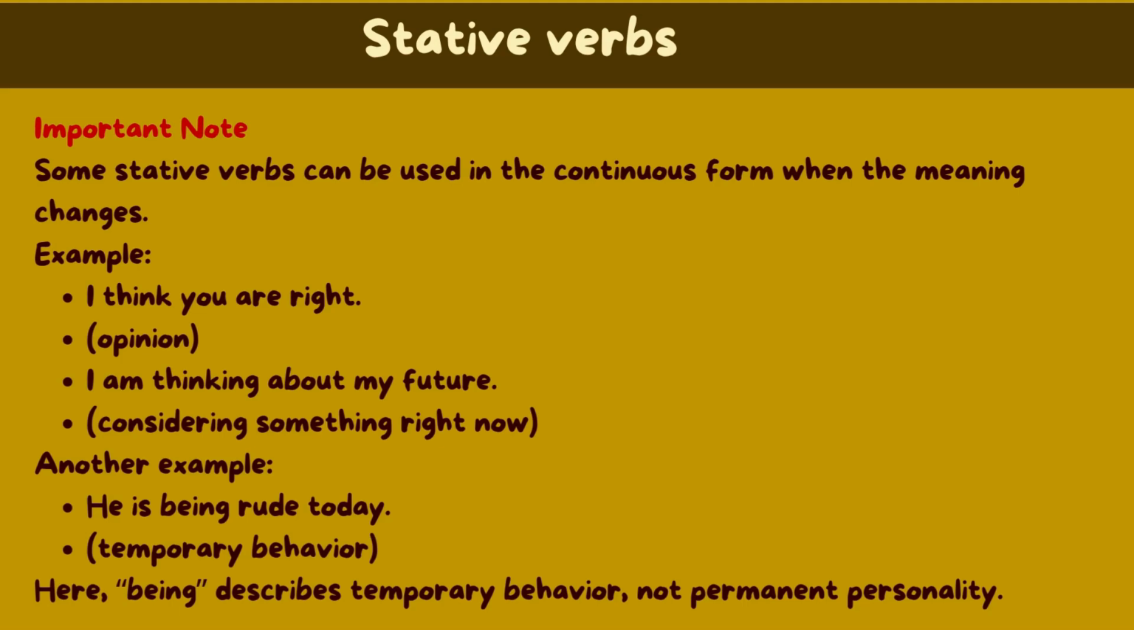Another example is, he is being rude today. Normally, be is a stative verb and is not used in continuous forms. However, in this sentence, being describes temporary behavior, not permanent personality. It means he is acting rude at this moment, but he is not usually a rude person.